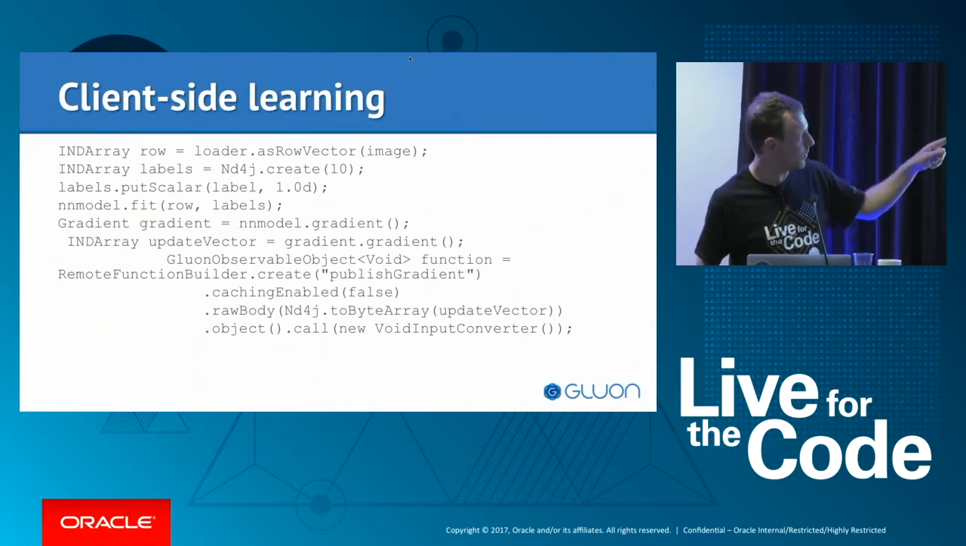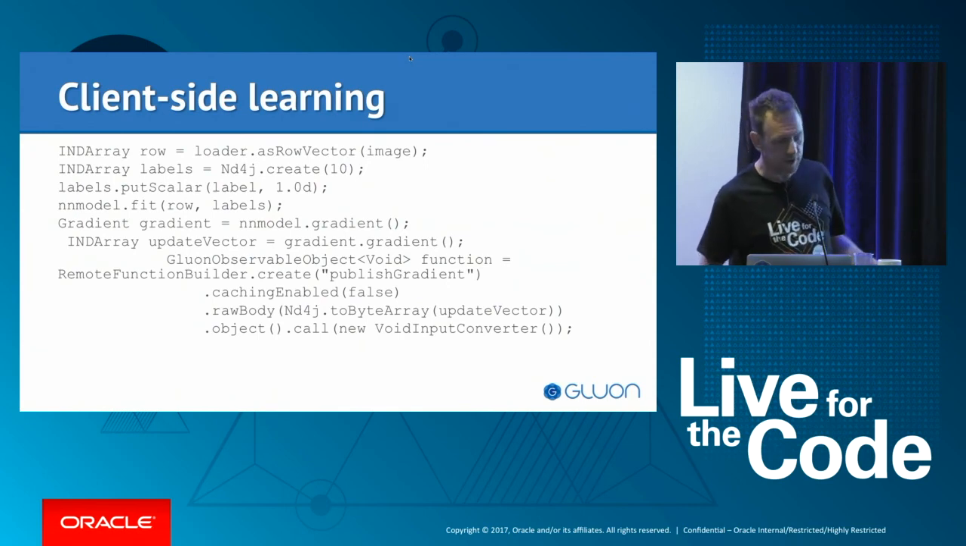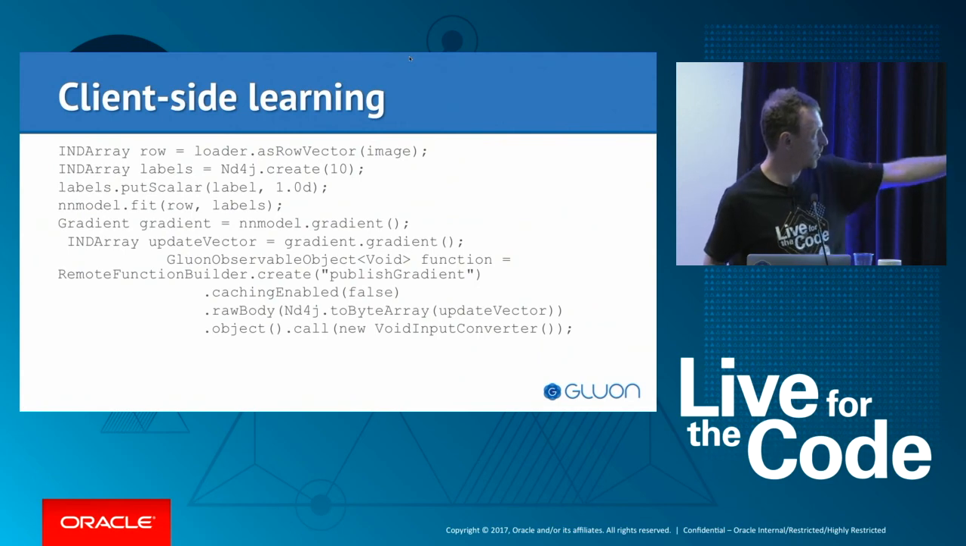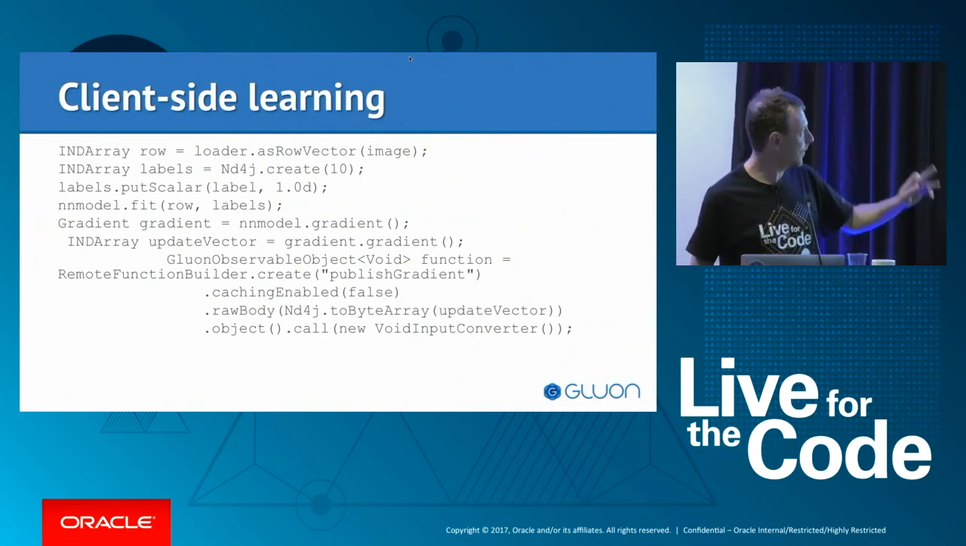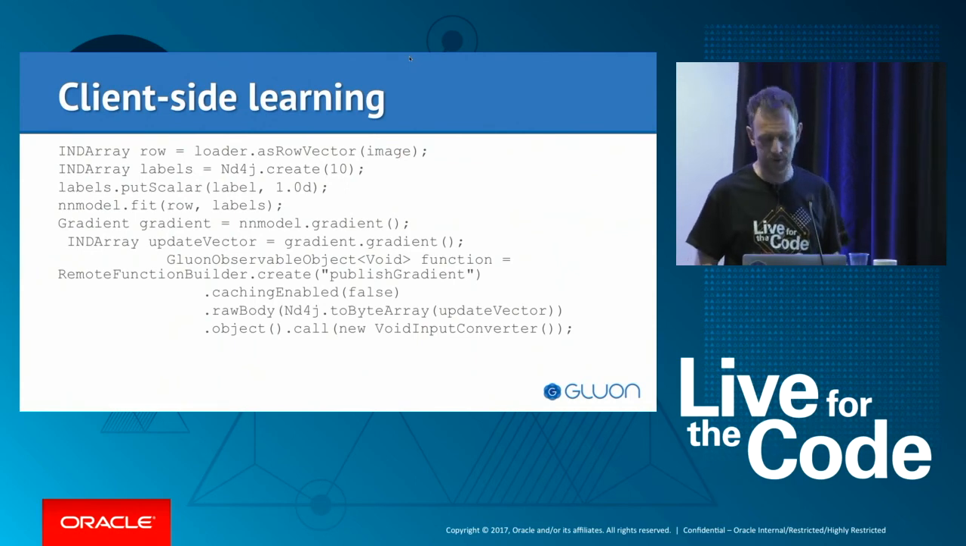And then we call the gradient of that model, so what has changed, and we send that, again using a remote function, back to our cloud instance, using publish gradient, where we send again a byte array, but that byte array cannot be reverse engineered to the original pixels.